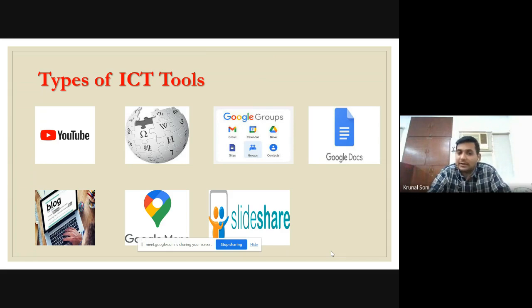So Google Forms are also there, Google Quiz are also there. So these are the tools which you can use as a part of ICT tools in today's modern scenario. And this is very important and required also, because if I'm not wrong, a year ago we were suffering from the COVID-19 pandemic, where the physical classroom was not possible.